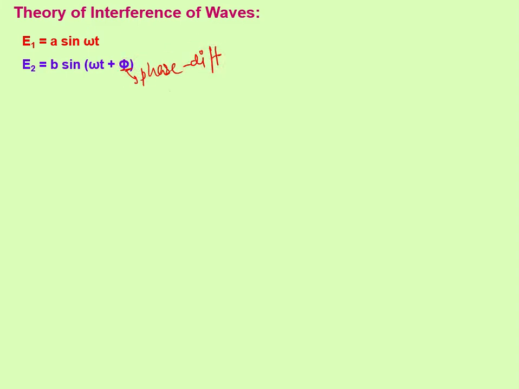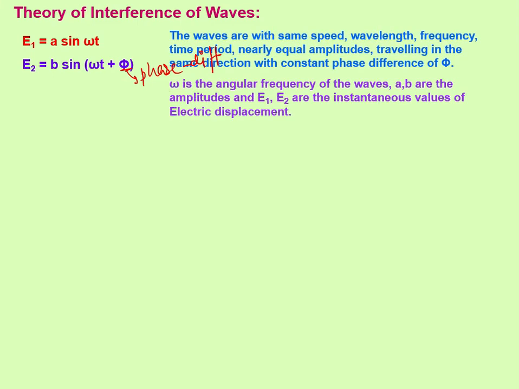Now, due to superposition, these two are added. See, these are the notations. Two waves with the same speed, wavelength, frequency. Phi is the phase difference between the two waves. These are basic terminologies related to waves that we have studied in 11th standard. Omega is the angular frequency. E1, E2 are the displacements. A, B are amplitudes, like this.